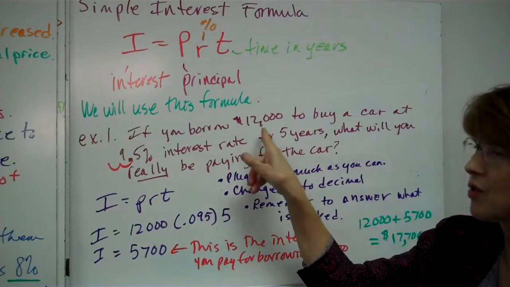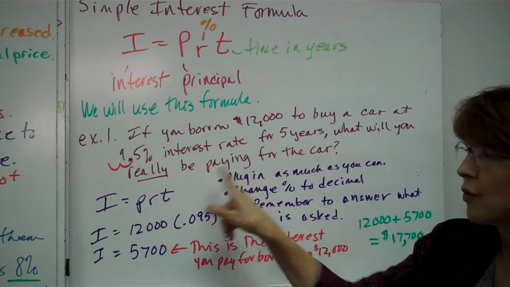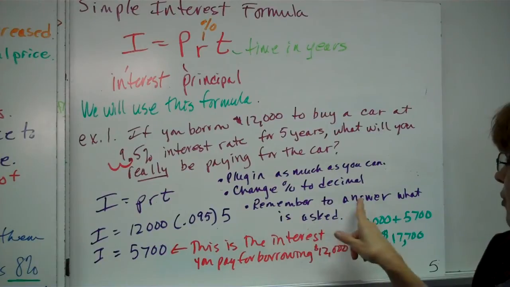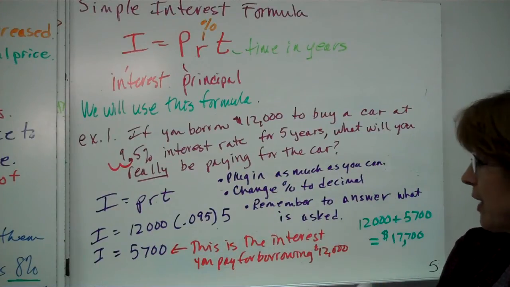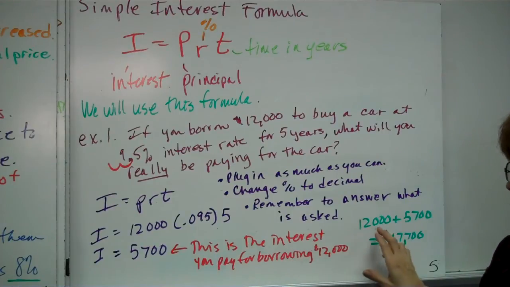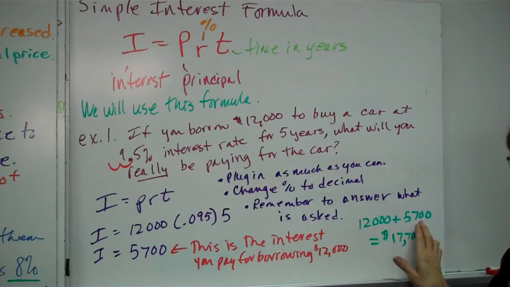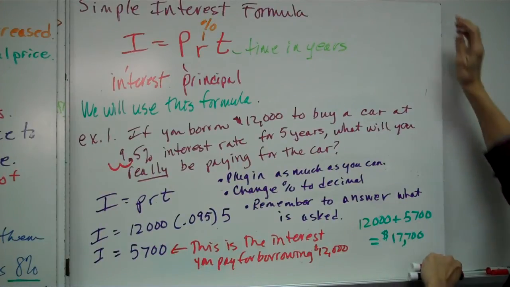You've still got to pay back the $12,000. So I want to know, what are you going to really be paying? Well, you remember to answer what's asked. They aren't just asking me for the interest. They want to know the whole amount I've got to pay. So you've got to pay $12,000 plus the $5,700. So you'll be paying $17,700 for that car. So I hope it's worth it.